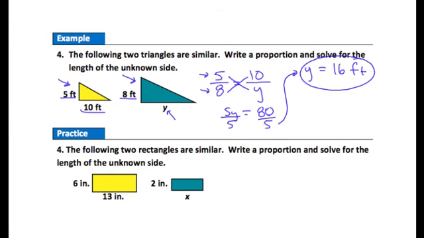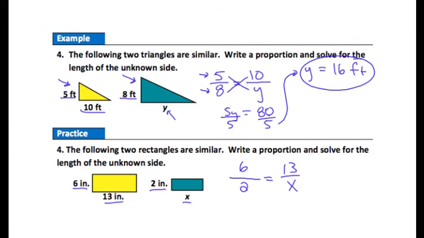Question 4. The following two rectangles are similar. Write a proportion and solve for the length of the unknown side. Okay? So let's see. These are similar. We're going to go 6 is to 2. That has to be the same as 13 is to x.